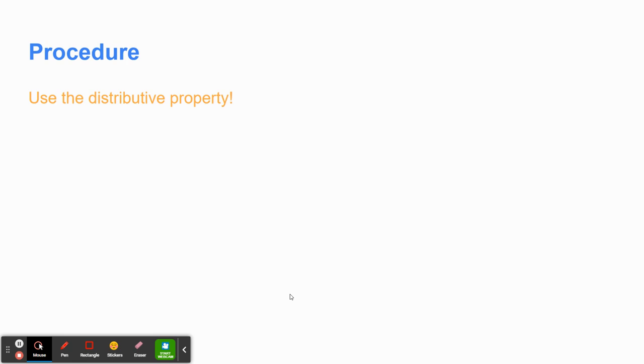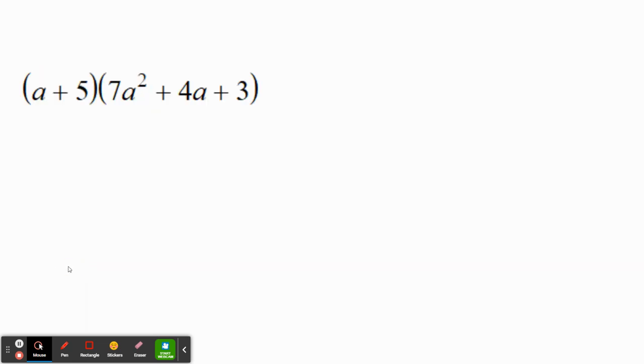Hopefully, if multiplying binomials has been making sense up to this point, this next level will be just fine. Let's take a look at an example here. We've got a plus 5 times 7a squared plus 4a plus 3. Just like before, we're looking for like terms inside the parentheses. We don't have any. So we are going to take our first value and multiply it by everything you see. We're going to distribute it to each of the terms.